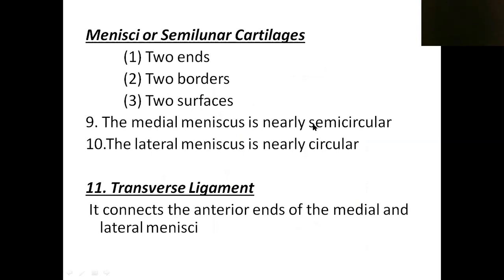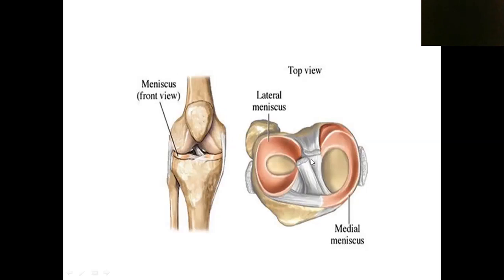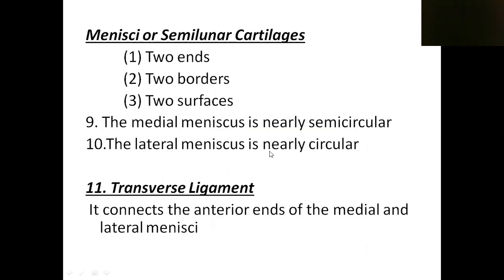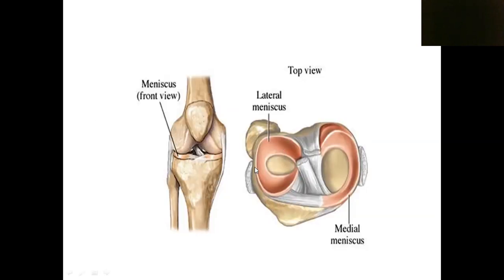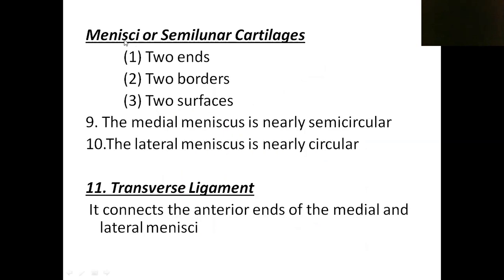The medial meniscus is nearly semicircular, almost semicircular, but the lateral meniscus is almost circular. So these are some of the features of the meniscus. Menisci are two pieces of cartilage, having two ends, two borders, and two surfaces. The medial meniscus is nearly semicircular, and the lateral meniscus is nearly circular.